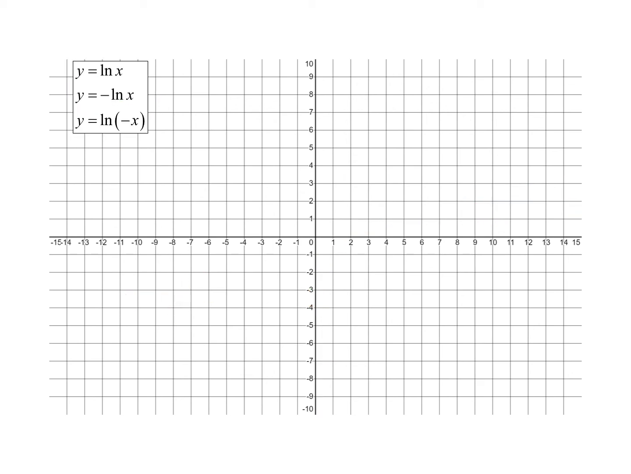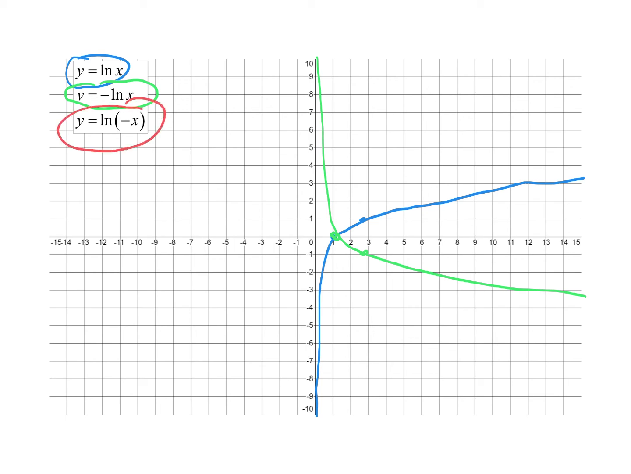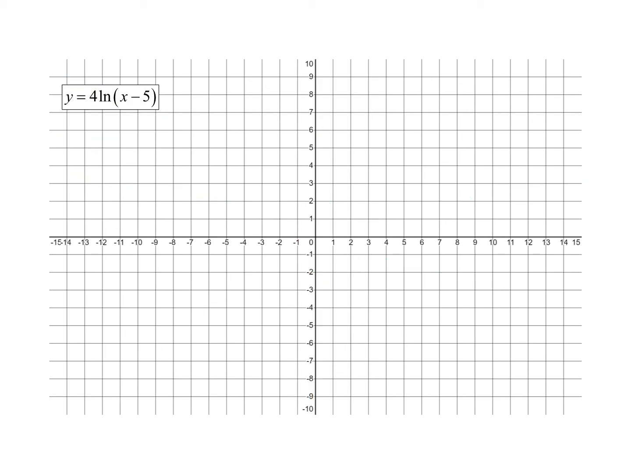Here we have some different flips happening. So y equals ln x, as we looked at in the previous video, did something like this. If we put a negative in front, it flips it upside down. If we put a negative inside, it flips it left to right. As always, we can stretch it and flip it and move them around.